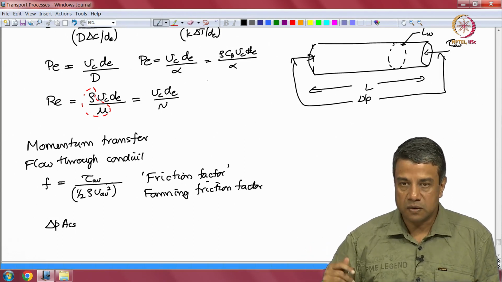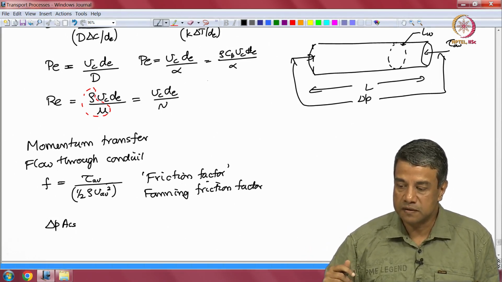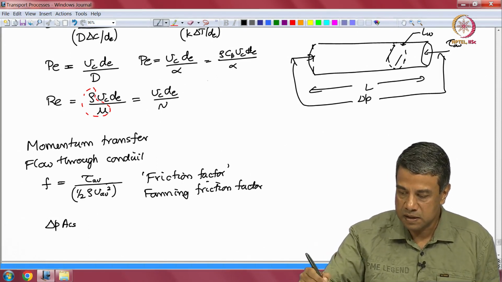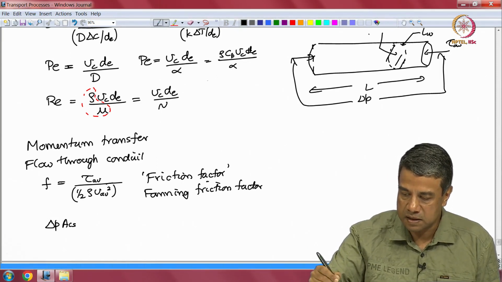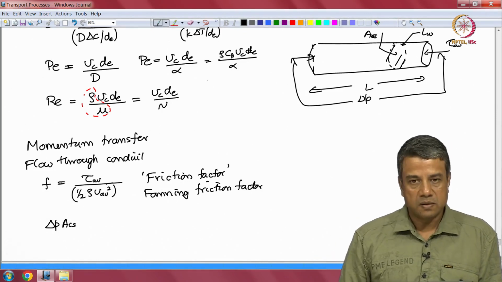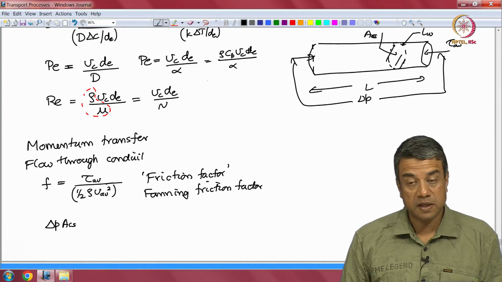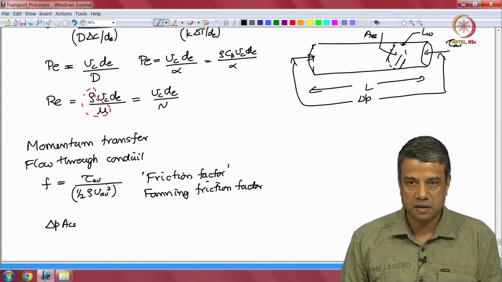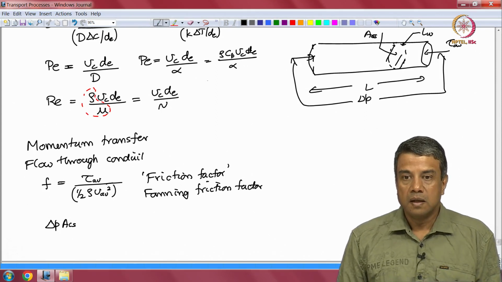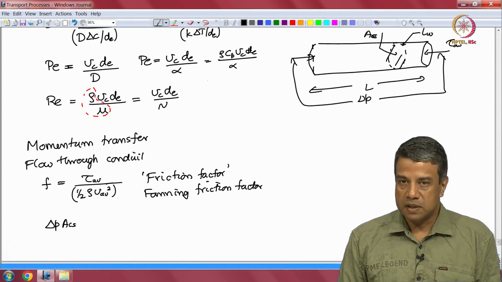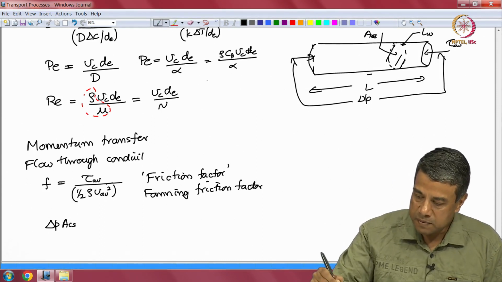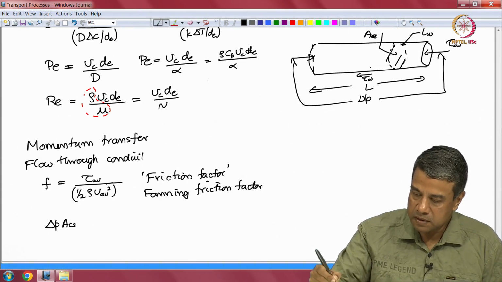So, therefore, the total force exerted is going to be the difference in pressure times the cross sectional area, and that cross sectional area, as you recall, I had written as ACS. So, delta P times ACS is the force exerted on the fluid due to the pressure difference between the inlet and the outlet. That has to be balanced by the shear stress that is exerted by the wall.